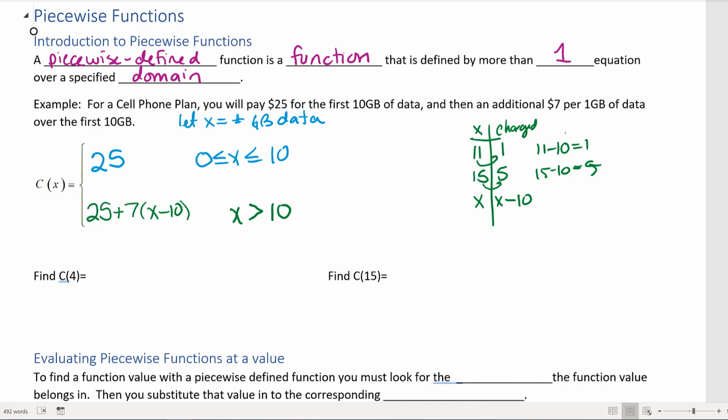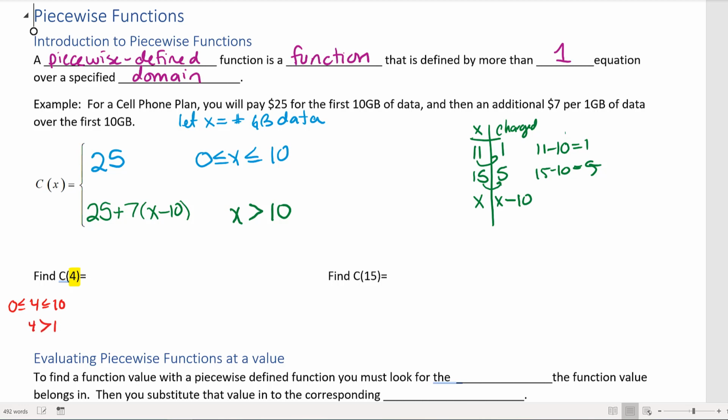Depending on how much data you use in that month will determine if you use the blue equation to get charged just $25, or the green equation where you get $25 plus an additional $7 charge per extra gigabyte. So if I'm trying to find C of 4, I look at this 4 and I think, does 4 belong in our first domain? Is 4 less than or equal to 10 but greater than or equal to 0?